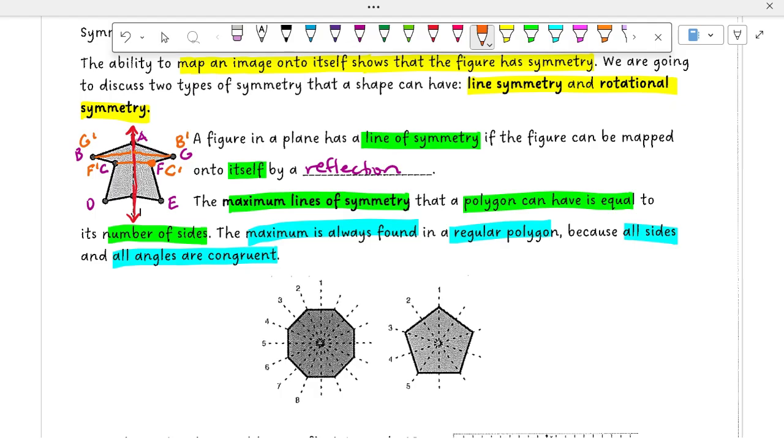Now, A will still be A prime because it's on the line. And I didn't give this point a name. Let's call that one H. And H will still be H prime because it's on the line. What other 2 points look to be the same distance? D and E. So D is about the same from the line as E is. So D will become E prime and E will become D prime.